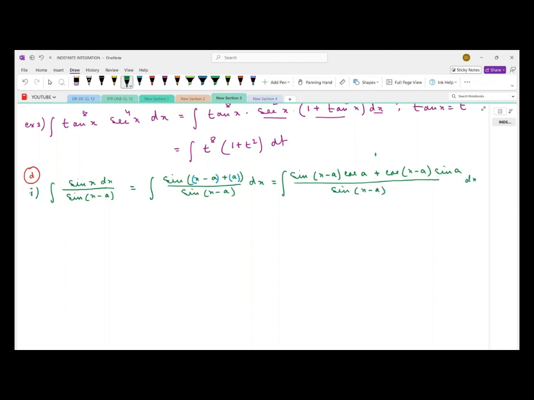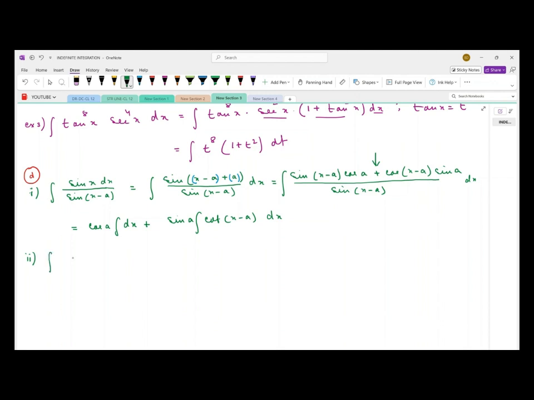Now if you split it from this sign, obviously you are left with cos a dx plus sin a cot x minus a, for which you have a direct formula. So the sum has been tackled. So this is one pattern.